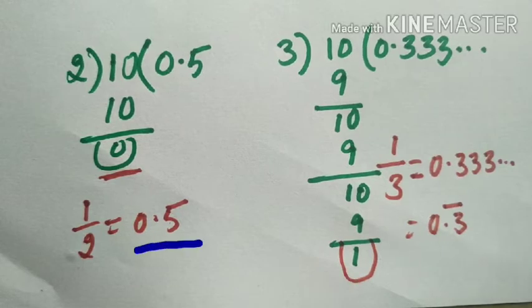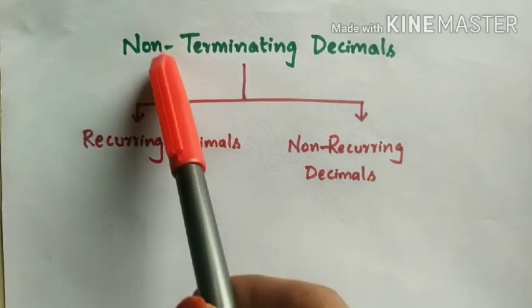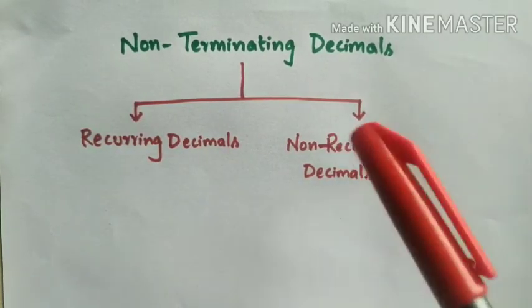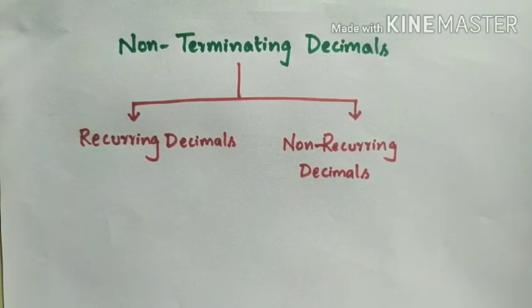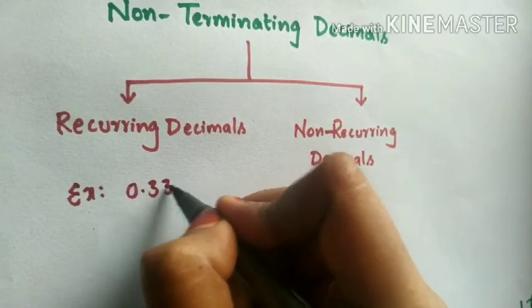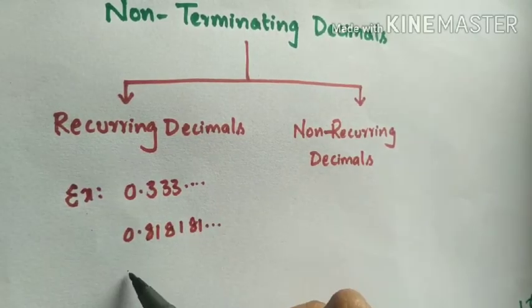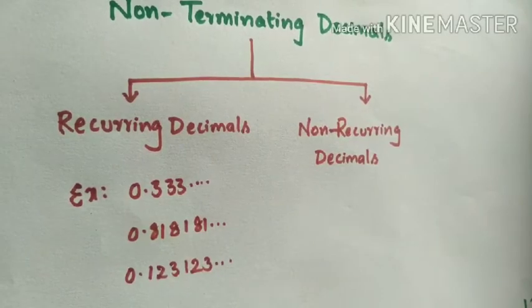We have seen a terminating decimal 0.5 and a non-terminating decimal 0.3 bar. Therefore, we can categorize decimals as terminating decimals and non-terminating decimals. Non-terminating decimals are again categorized into two, recurring decimals and non-recurring decimals. Recurring means a number or a set of numbers which repeats infinite times in a pattern. 0.333 and so on, 0.818181 and so on, and 0.123 and so on are some examples for recurring decimals.